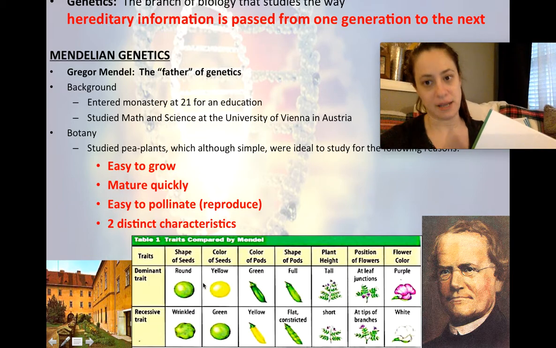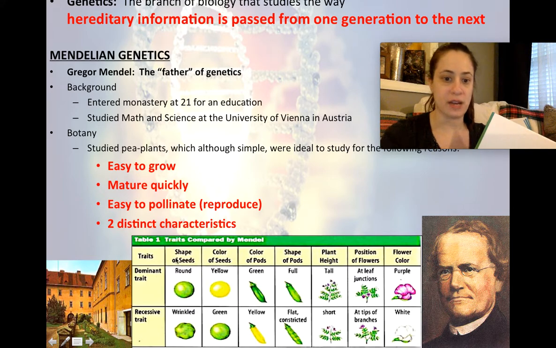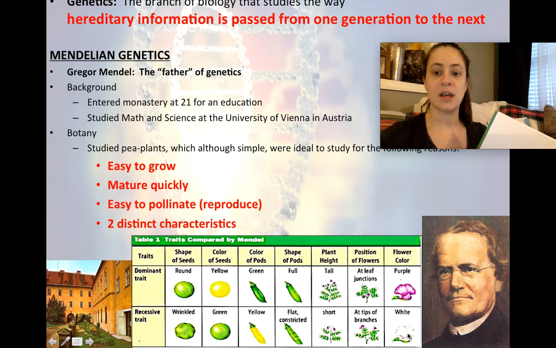Some of the traits that Mendel studied include the shape of seeds. Are they round or wrinkled? The color of seeds, yellow or green. The color of pods, green or yellow. All the way through to flower color. Is it purple or is it white? And everything you see in this top row here, these are all the dominant traits. And everything down here, these are all the recessive traits. So we can make some generalizations from Mendel's studies and apply them to some human traits as well.